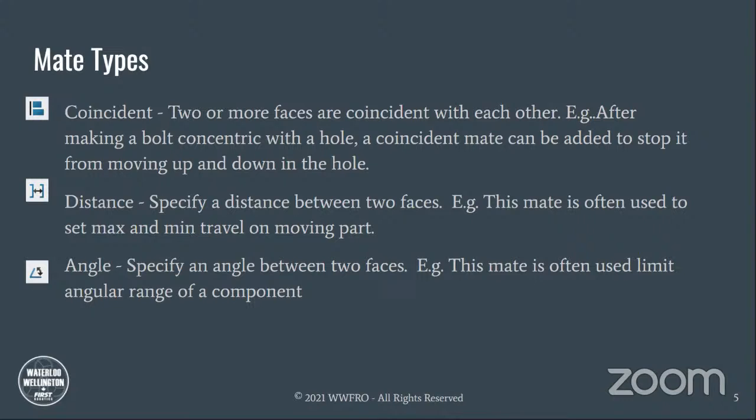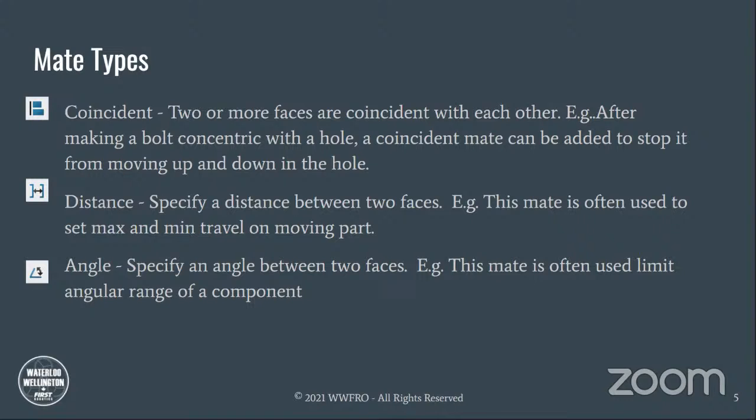Distance, again, we can specify the distance between two faces. Often we don't want to do this to define the distance, but we'll use it to set a max and min travel. For example, if we had a pneumatic piston, we could set a max min travel of the inner arm of the piston with respect to the outer arm. So we can't pull the arm of the piston completely out, and we can't push it all the way through the other side.